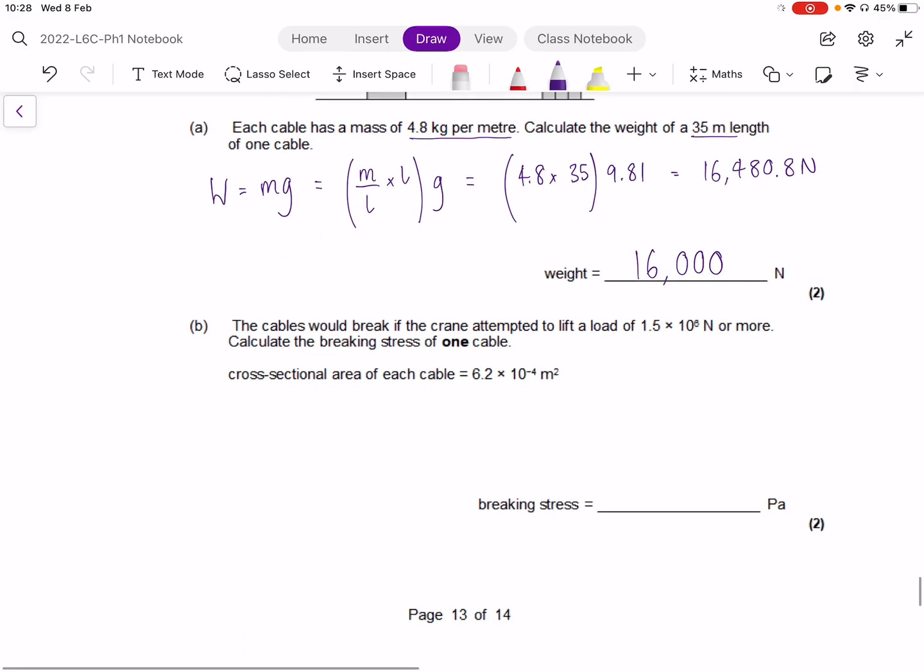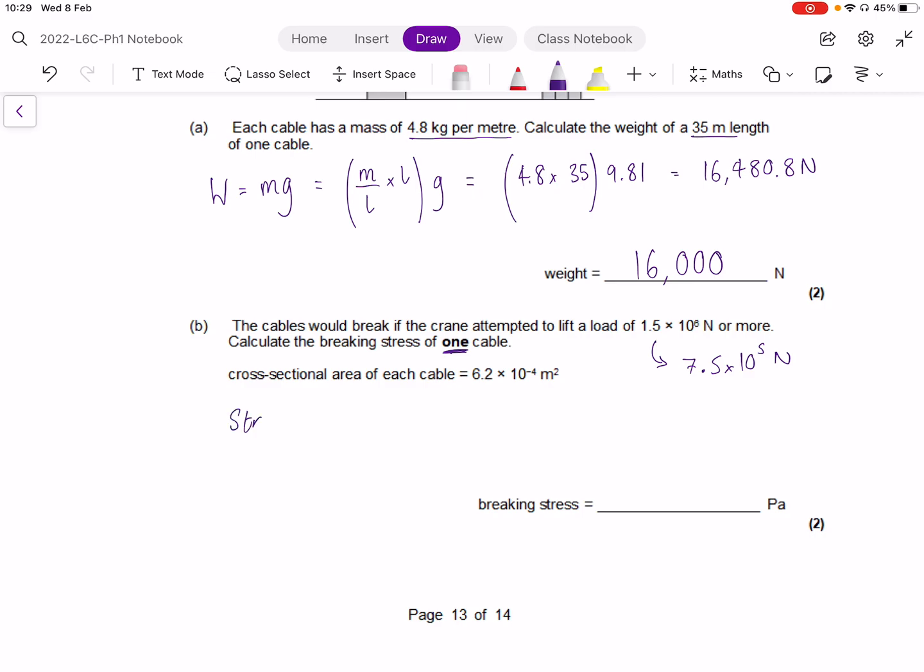Okay, the cables would break if the crane attempted to lift a load of 1.5 times 10 to the 6 newtons or more. Find the breaking stress of one cable. Well, we're only asking about one cable, so we need to think about how much weight one cable would be carrying, and it would be this number divided by 2. So this is 7.5 times 10 to the 5 newtons. That's the force that's in each cable.